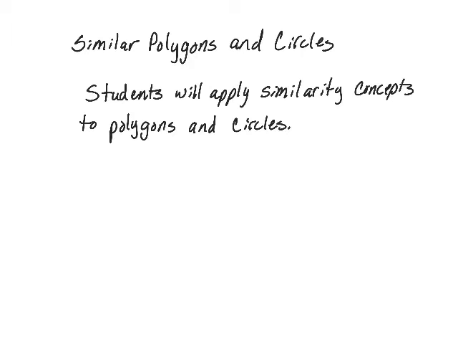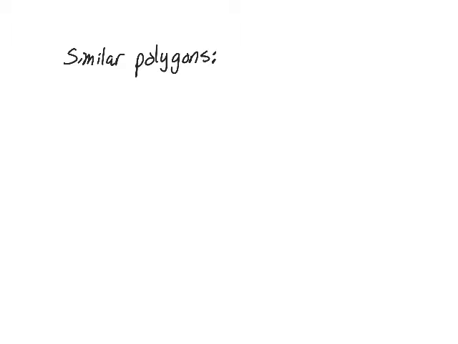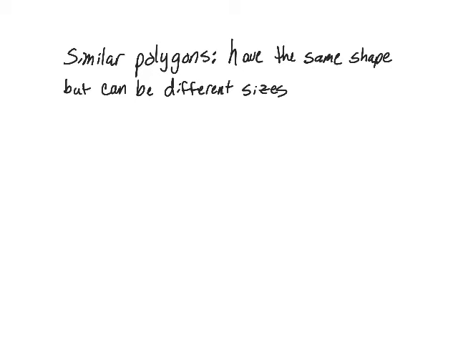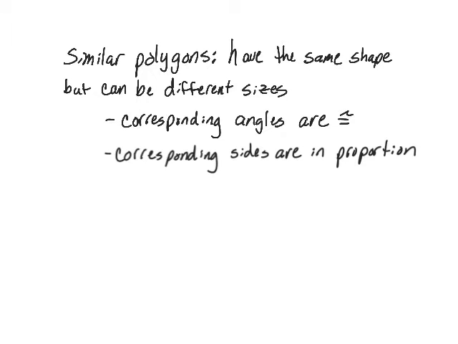In this lesson, students will apply similarity concepts to polygons and circles. So first we're going to define similar polygons. Just like triangles, similar polygons have the same shape, but can be different sizes. So again, in similar polygons, corresponding angles are congruent because that's how they maintain their shape. And corresponding sides are in proportion.